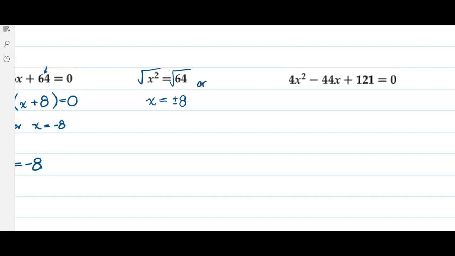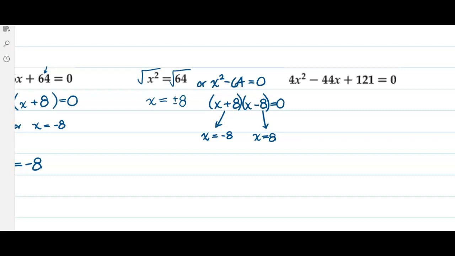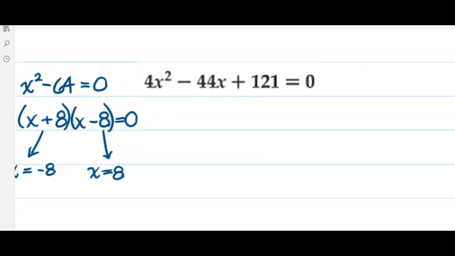Another way, you could have set it equal to 0, because in order to solve with factoring, you must be equal to 0. And from here, I would say x plus 8 times x minus 8. If I FOIL or box these 2 terms, I would get x squared minus 64. And this would mean that x equals negative 8, and this would mean that x equals 8, which is the exact same thing we got initially, but I just wanted you to see the 2 different methods.